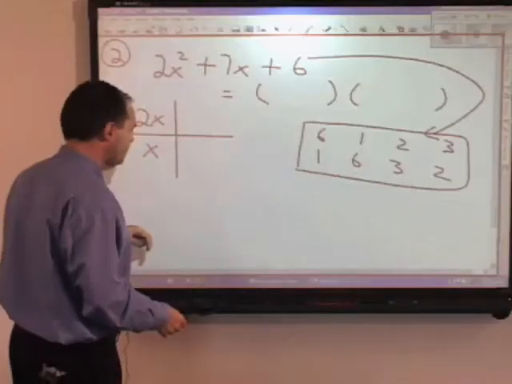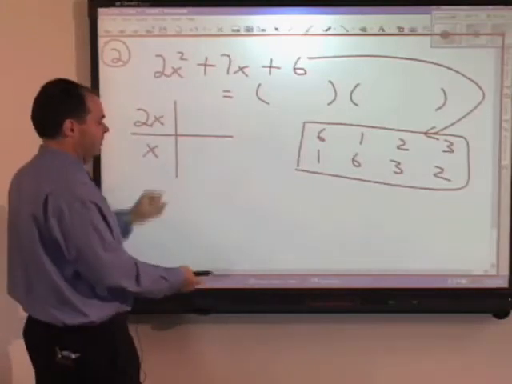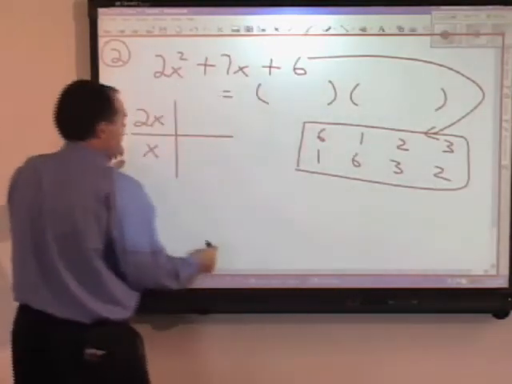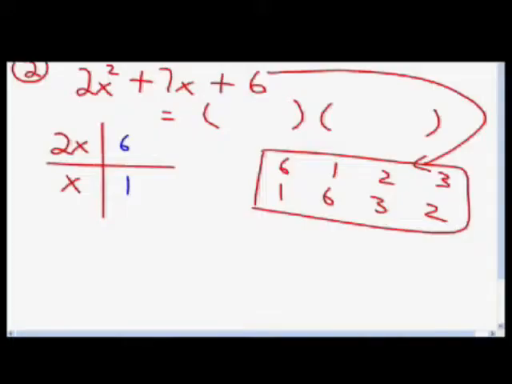Now what we need to do is test each of these options individually in our vertical array. So let's place 6 and 1 here. What we're testing, of course, is whether the cross product of these two diagonals will add together to give us 7. 2x and 6x doesn't add or subtract to give us 7. So that option is out.